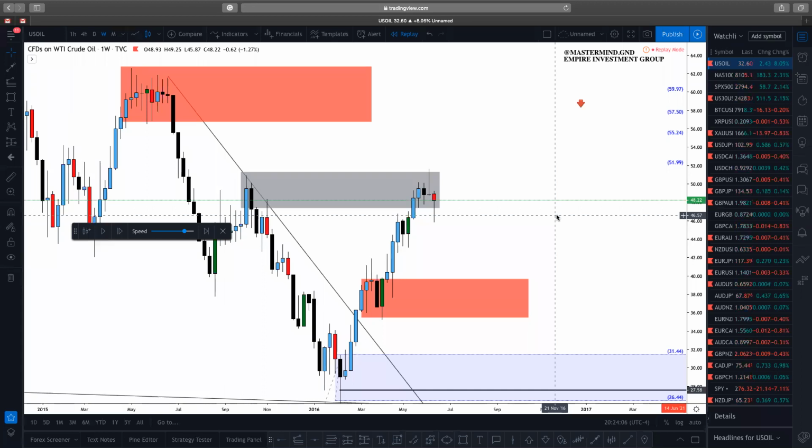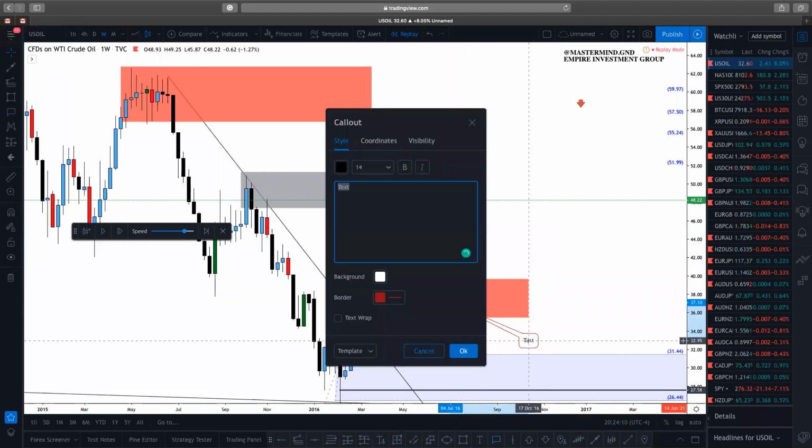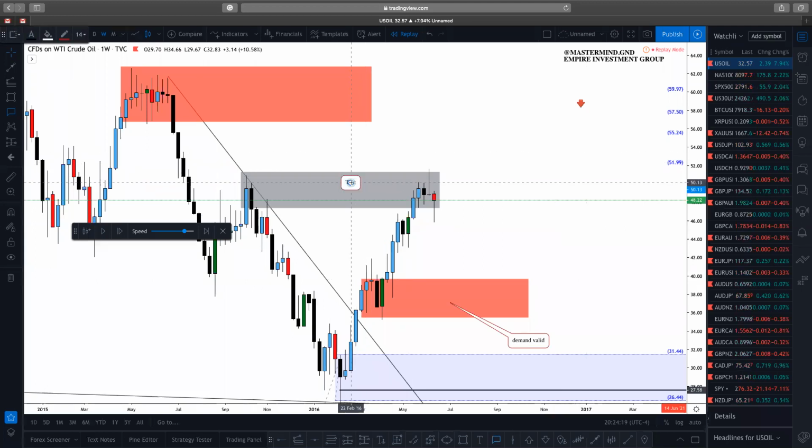So now we have demand, a CP demand as a matter of fact, rally-based rally demand, valid. We have supply.